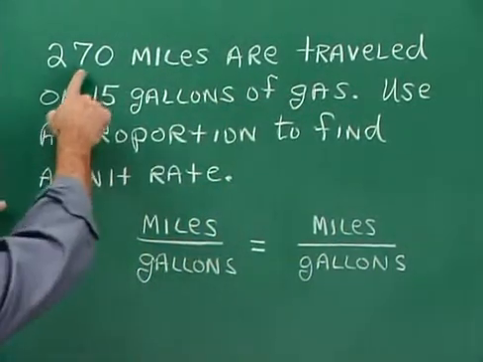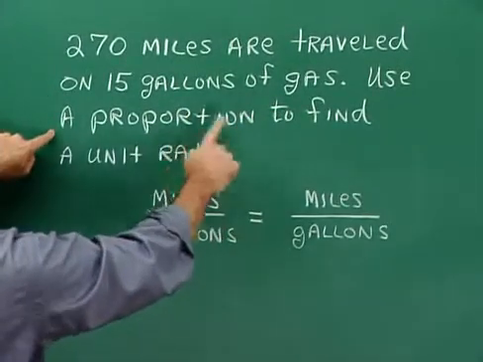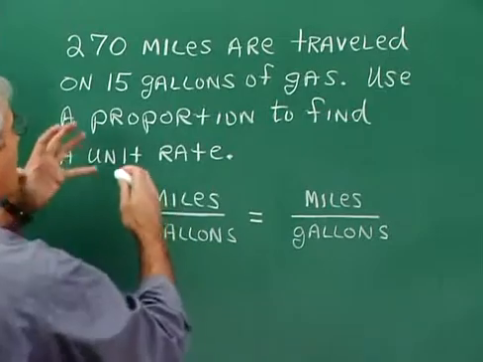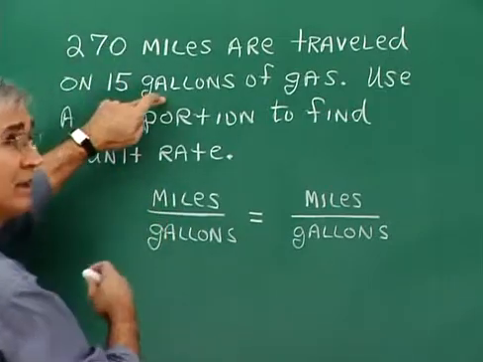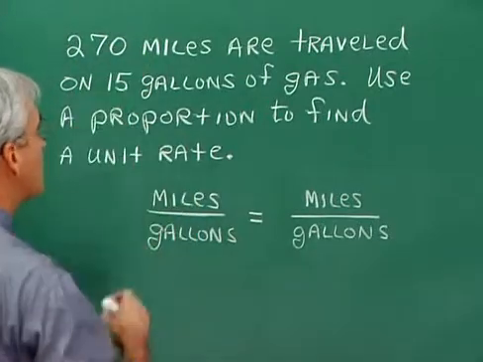The problem says 270 miles are traveled on 15 gallons of gas. Use a proportion to find a unit rate. Now, the unit rate we want to find is the miles per gallon, you see, the unit rate for mileage in this situation.